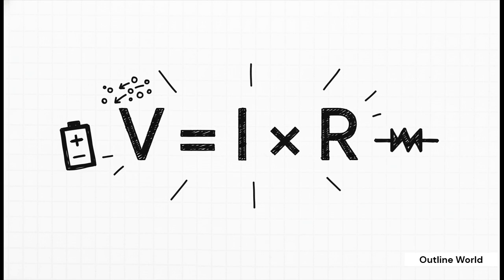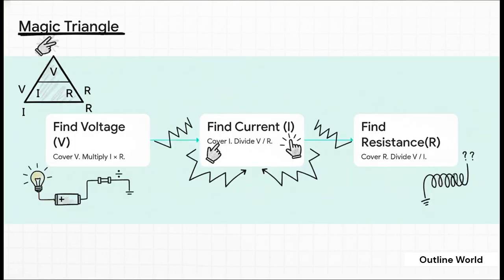Seriously, this simple little formula is the key that unlocks how we analyze and design just about every electrical circuit. And you know what? There's a super easy trick to remember it and rearrange it. It's called the magic triangle. If you want to find any of these values, all you have to do is cover it up with your finger. So let's say you want to find voltage.